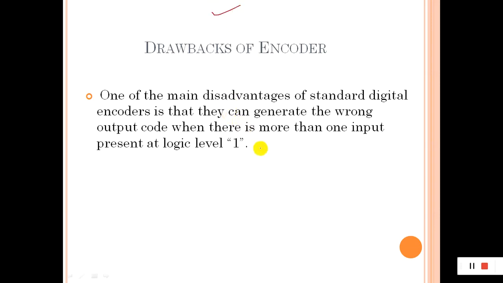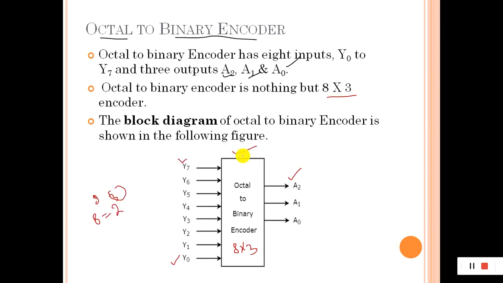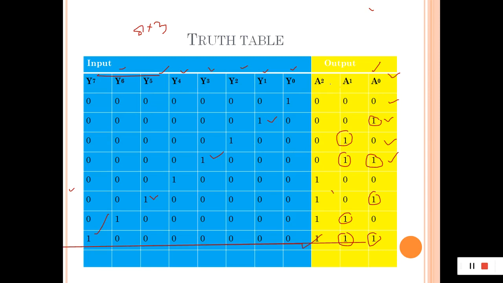So what is the drawback of the encoder? The drawback is that in place of one high input, as you can see here, all inputs are high at a time. This is one and the rest are zero. This is one, rest are zero. So suppose if this is high or this is high, in place of a single high input, we have two or three high inputs, then what will happen? This is the drawback actually.